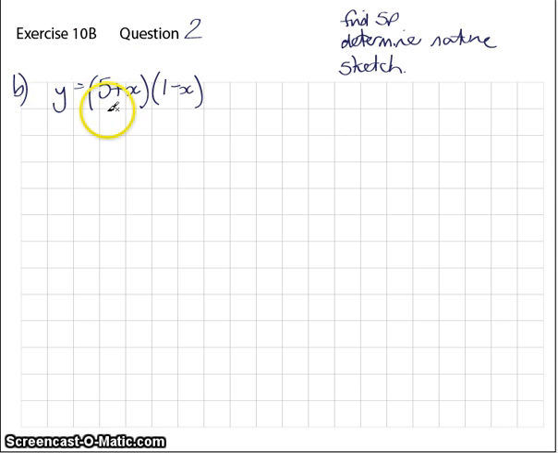The next quadratic that we're given is already in factored form. That'll help us with the sketch, so I might even start by putting some details on there already. I can see I'm going to have a root here at -5 and a root here at 1.